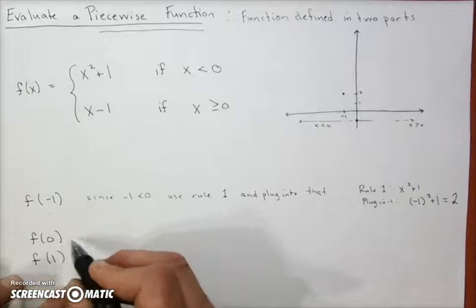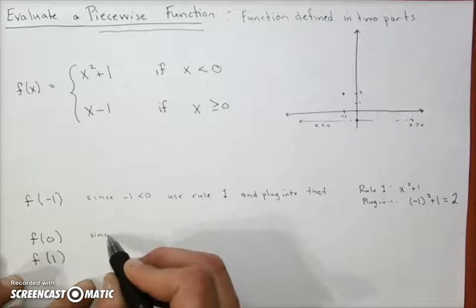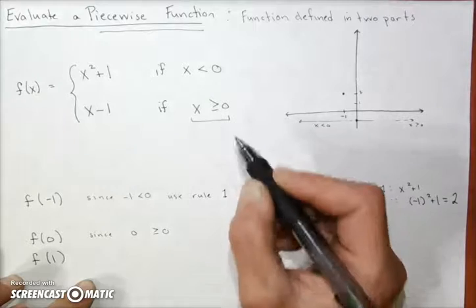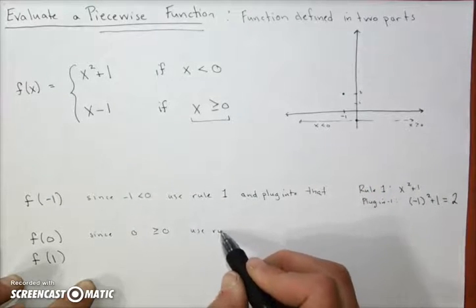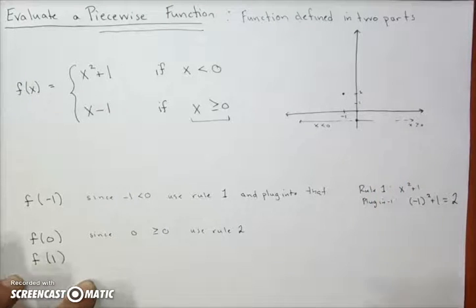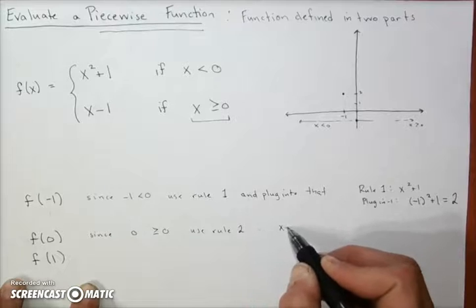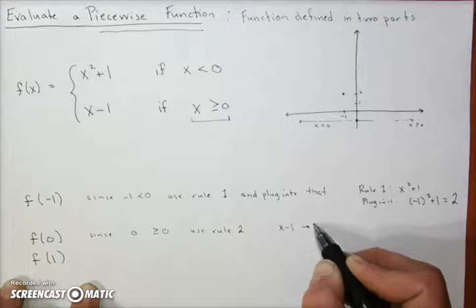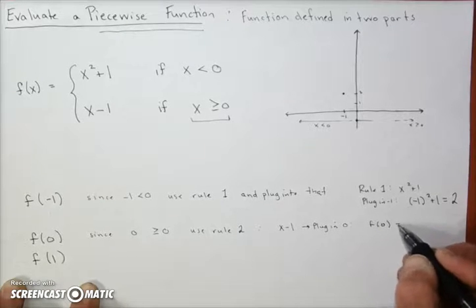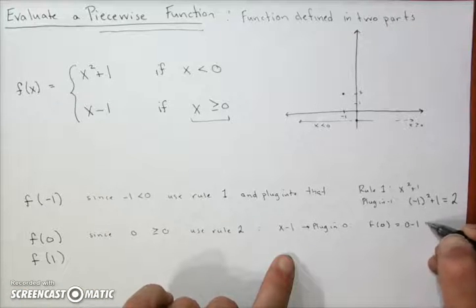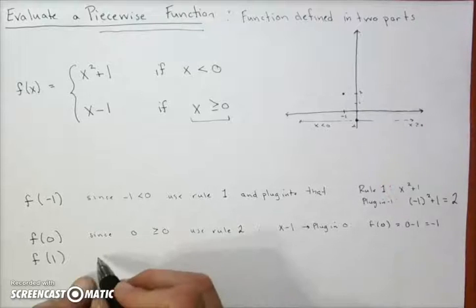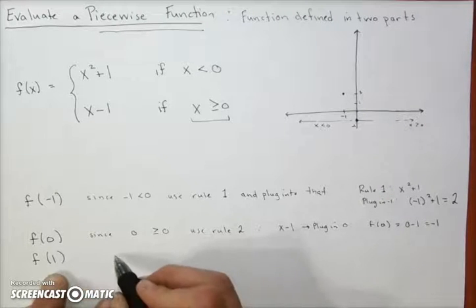Now for f of 0, since 0 is greater than or equal to 0, I'm using this rule. So I'm trying to find the value here. Rule 2 is x minus 1. So plug in 0, and we find that f of 0 equals 0 minus 1, which equals negative 1. So negative 1. Finally, f of 1, so my x value is 1.